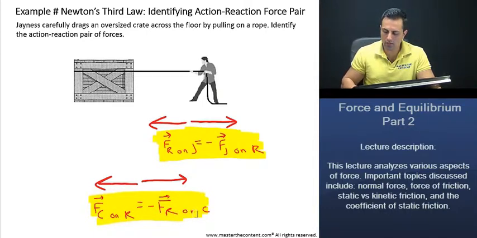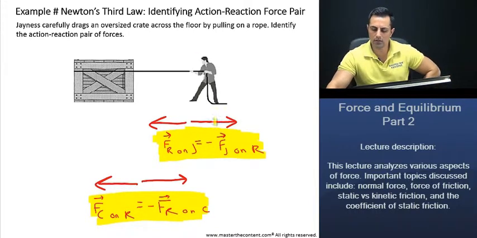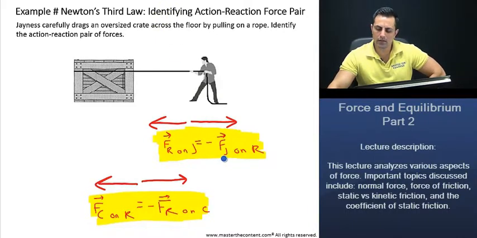Action-reaction force pairs are always equal and opposite, as we see here, but they're always acting on different objects. The force of Janus acting on the rope is an action-reaction pair with the force of the rope acting on Janus, and the force of the crate acting on the rope is an action-reaction pair with the force of the rope acting on the crate.